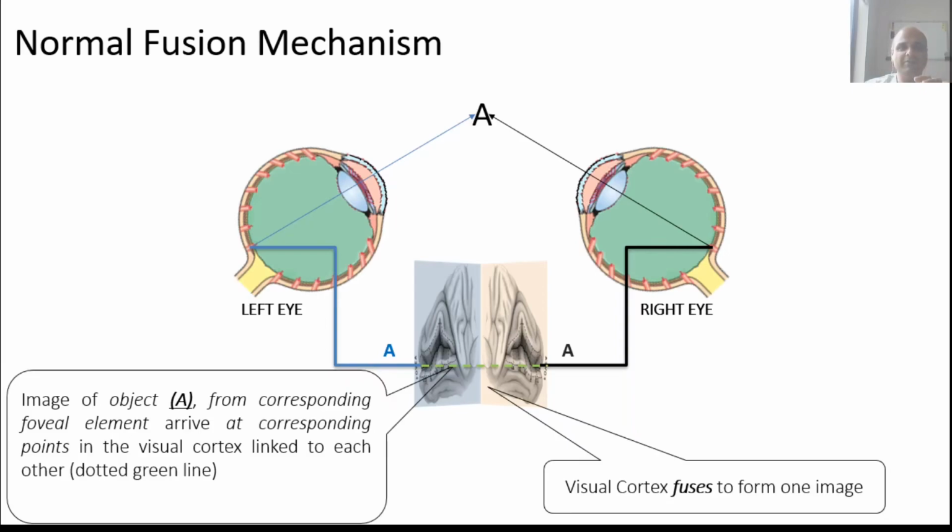The images are slightly different because the eyes are horizontally displaced from one another. They're not at the same horizontal plane. One is left of the other. So the image formed is slightly dissimilar, but the fusion is still possible because it is the same image. And the photoreceptors are aligned to the same point in space, the corresponding foveal elements or corresponding retinal elements, whatever you might have.